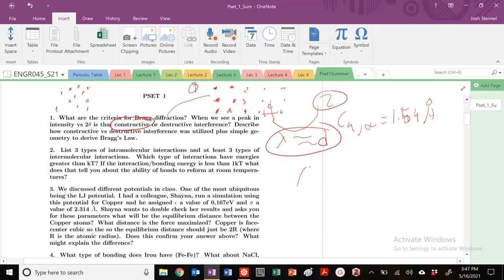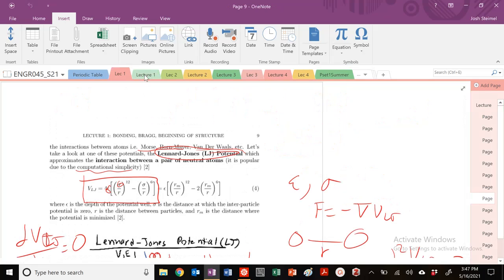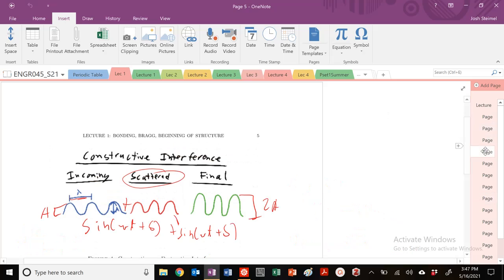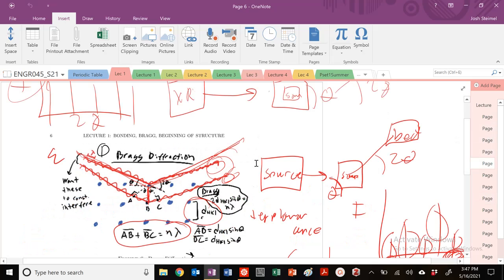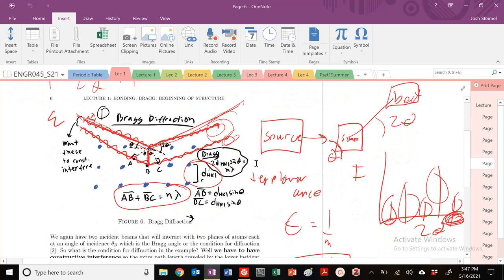Remember, we need the two waves to be in phase, and that is how we were able to derive Bragg's diffraction. So actually, let's go through our notes right here. This is just recapping what we were talking about in the notes. For Bragg diffraction, we need to make sure that when this wavelength bounces off, these two waves are in phase.